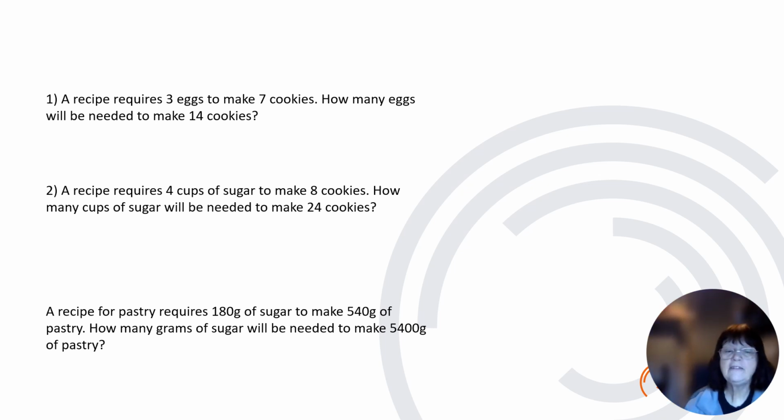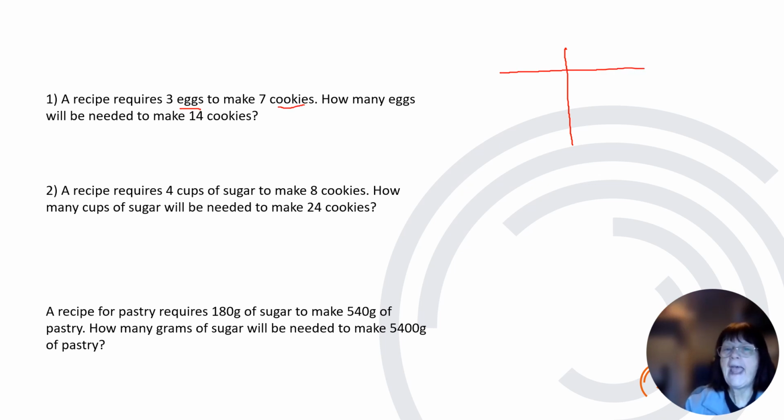So here are some really, really easy questions, and the idea of this is just to get you into the groove. You could probably work these out in your head, but what I want to do is show you the system using easy ones so that you can see what we do. So this is all about what do I know? If we look at the first question, a recipe requires 3 eggs to make 7 cookies. How many eggs will be needed to make 14 cookies? Now, yes, you could work that out quite simply, but what I want you to get into the habit of is doing this. I want you to write down what you know.